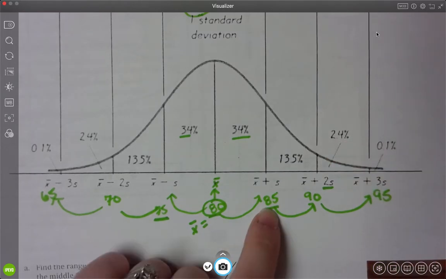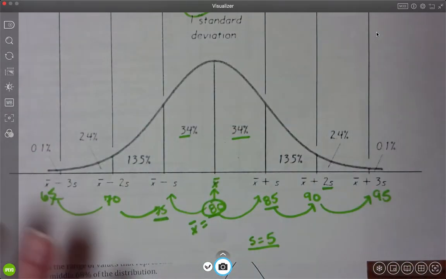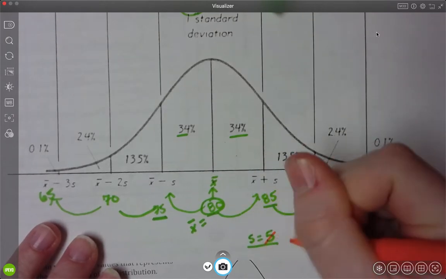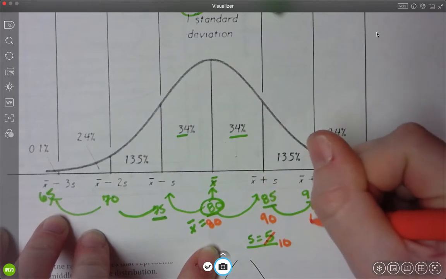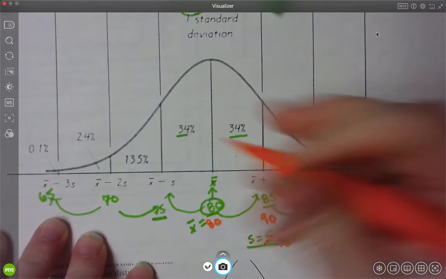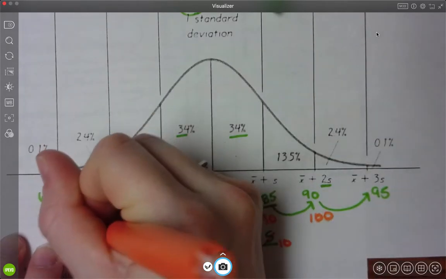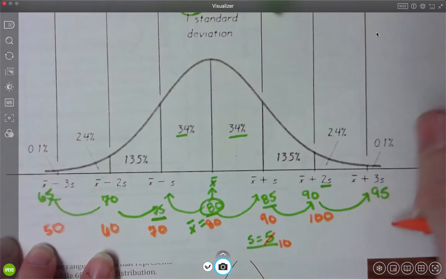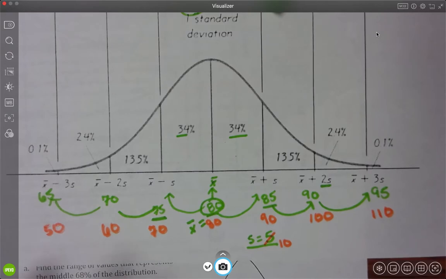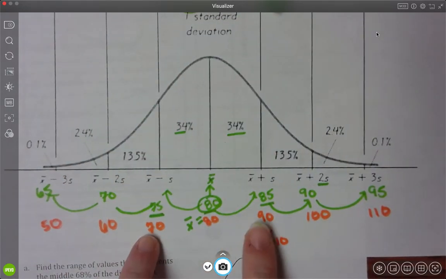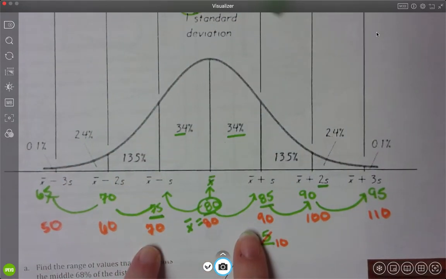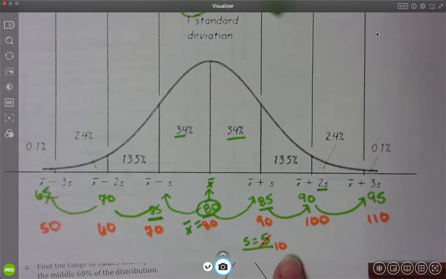Now, the higher the standard deviation, the more spread apart your data is. So if my standard deviation was 10 instead, okay, this average would be 80, this guy would be 90, this guy would be 100, right, because I'm adding 10 every time. This would be 70, this would be 60, this would be 50, this would be 110, which you really can't probably go that high, but maybe there's bonus points, okay? So in that case, instead of 68% of my data being between 75 and 85, it would be between 70 and 90, okay? So it's just based upon whatever your standard deviation for your data set is, okay?